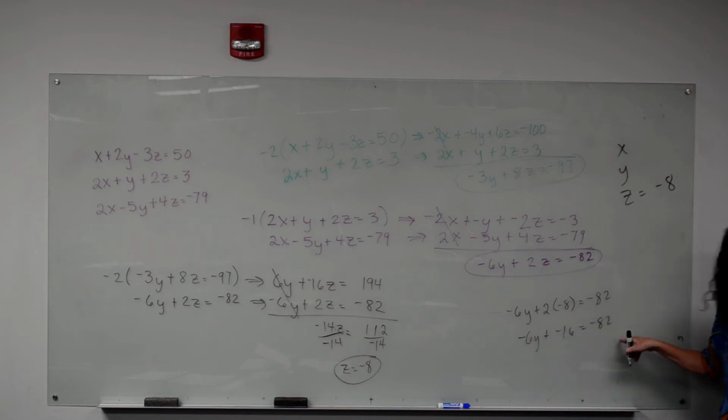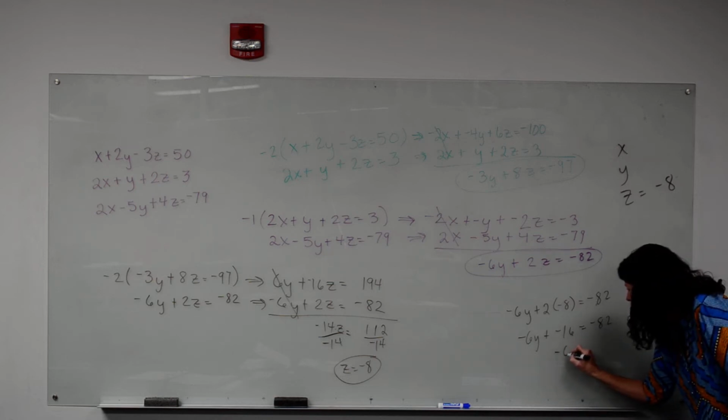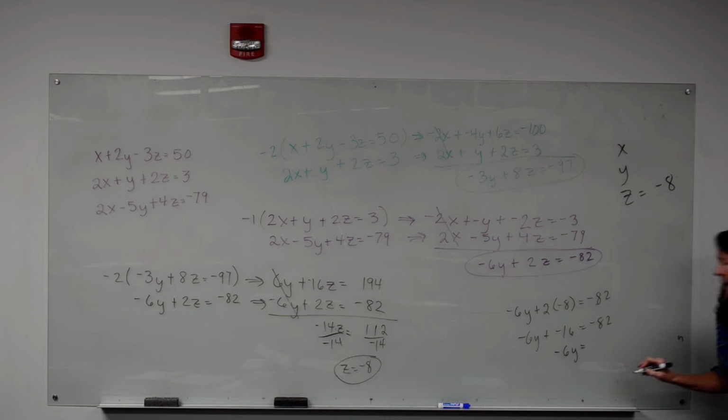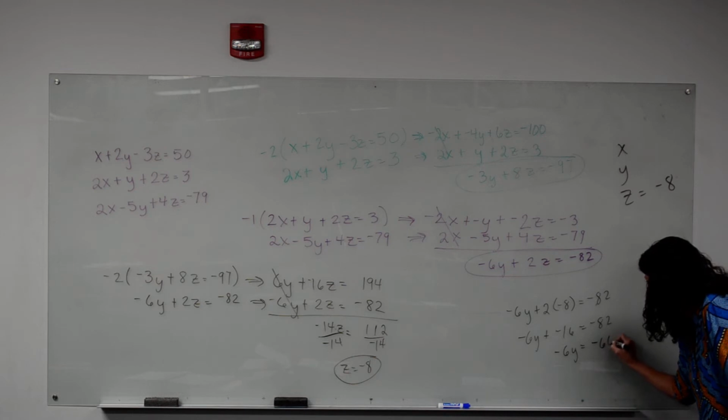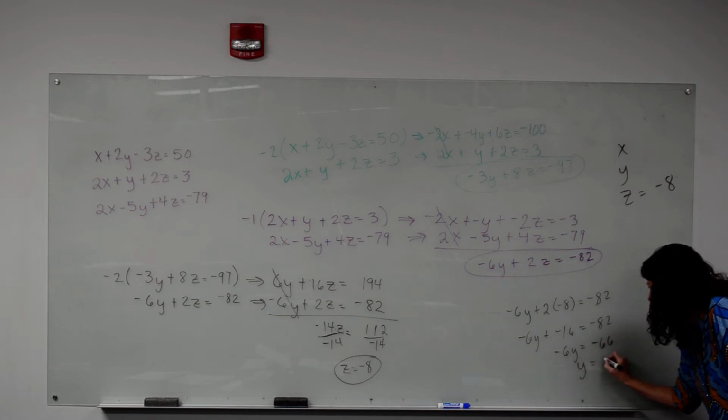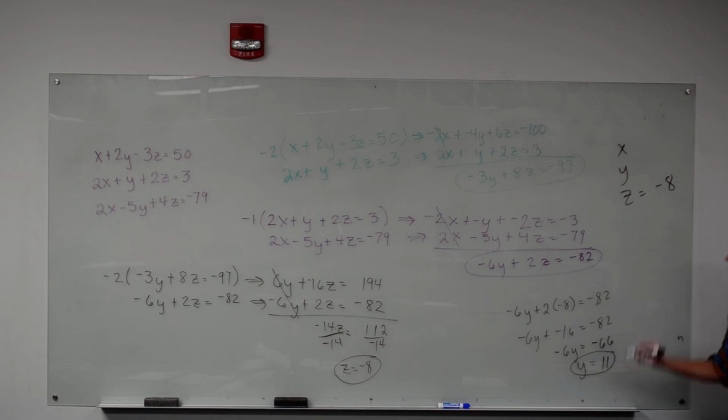I'm going to add 16. Somebody tell me what negative 82 plus positive 16 is. I don't trust my math today. Do it on your calculator. Negative 66. Yep. So then when I divide, I'm going to get a positive 11, right? All right. I've got y.